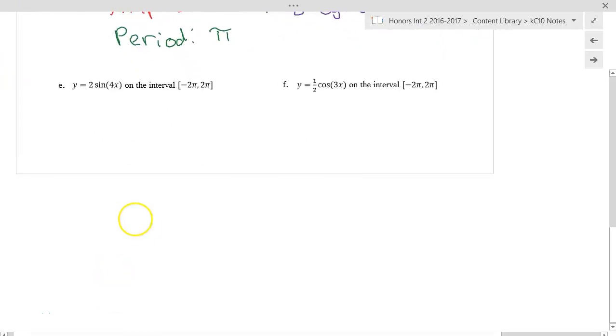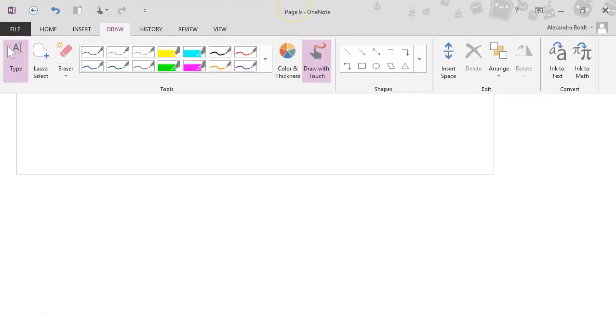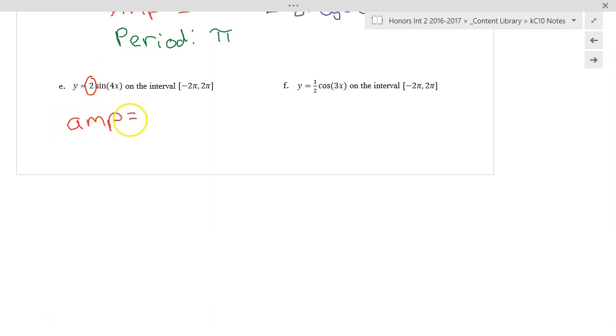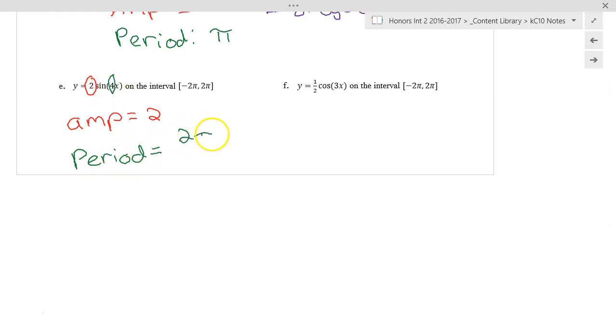Okay, the last way you might see these is in an equation. It's what we started with. So our amplitude, remember, amplitude comes from the number in front. So our amplitude equals 2. Our period equals 2 pi divided by the number with x. So 2 pi divided by 4. I do want to reduce my fraction. 2/4 is the same as just 1/2. So my period is pi over 2.